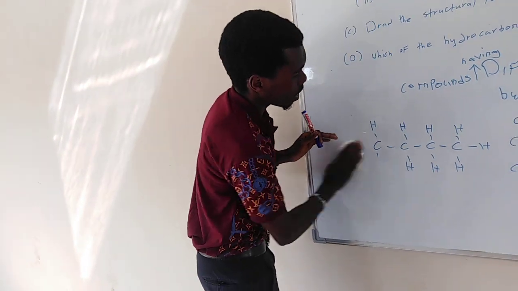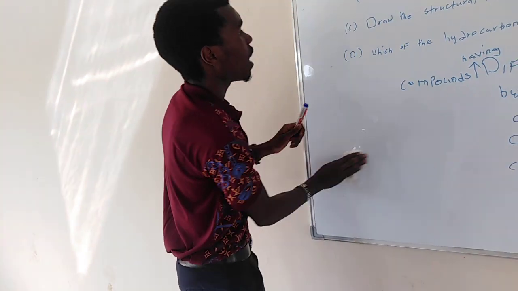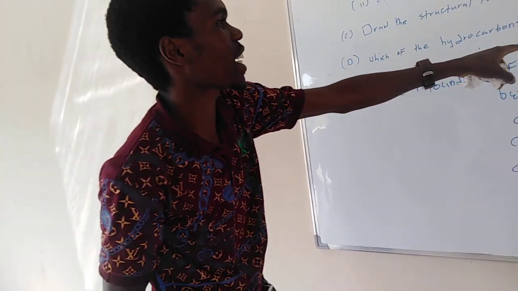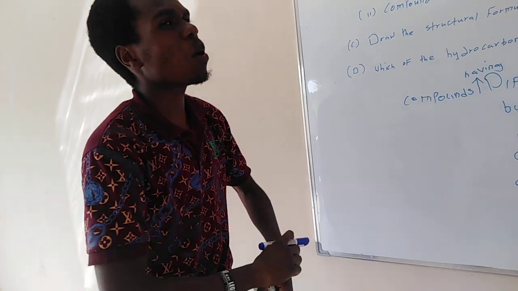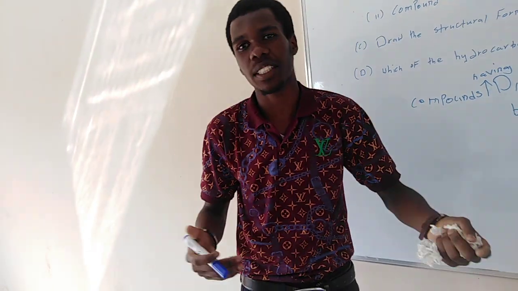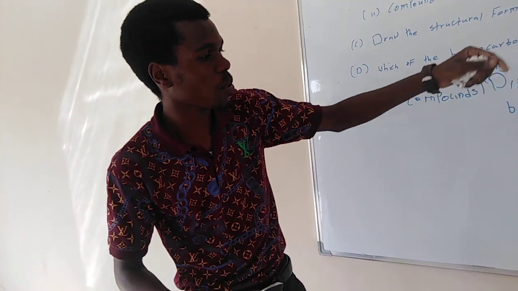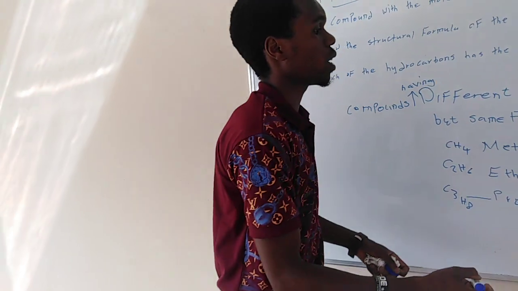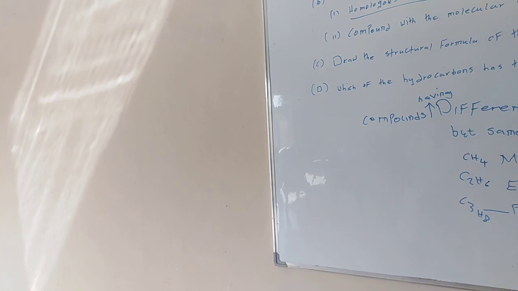Let's answer the last part: which of the hydrocarbons has the highest boiling point? The more the molecules, the higher the boiling point. The one with more carbons is the last one, decane. So here your answer is decane.